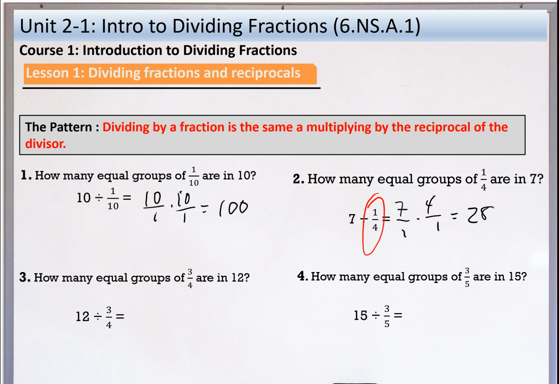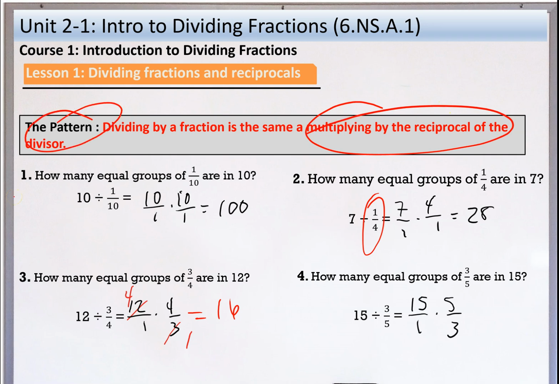12 divided by 3/4. How many groups of 3/4 are there in 12? We want to multiply by the reciprocal of our divisor. Our divisor is 3/4. The reciprocal is 4/3. We simplify before we multiply. We get 16. And number 4, how many equal groups of 3/5 are in 15? We multiply by the reciprocal of the divisor. And that's why it's important to know divisor, dividend. The answer is the quotient.